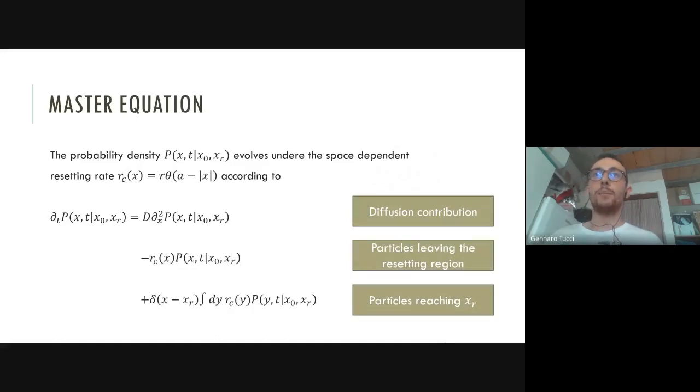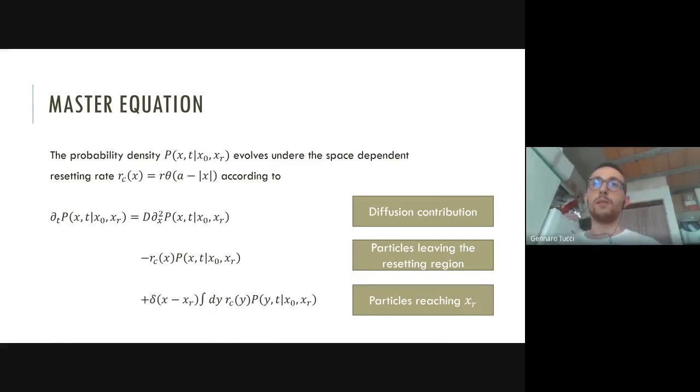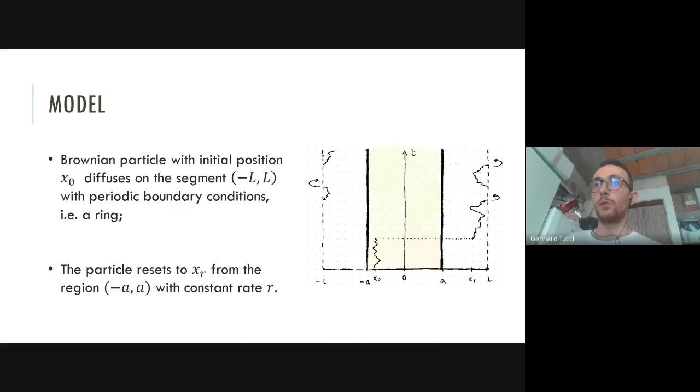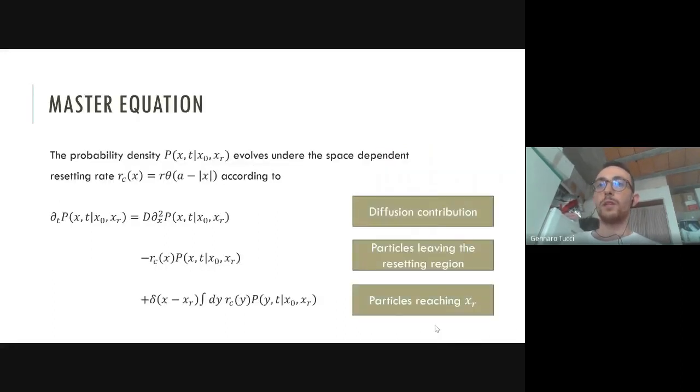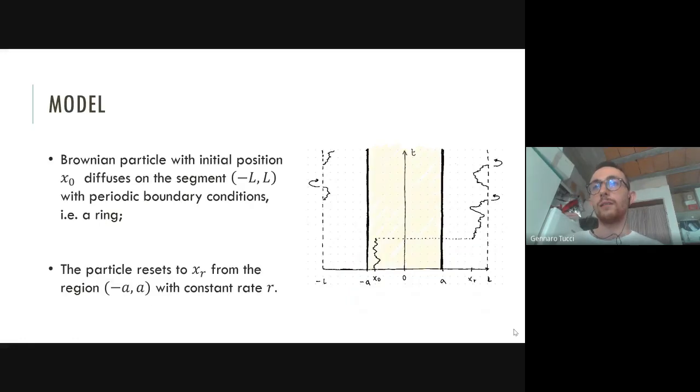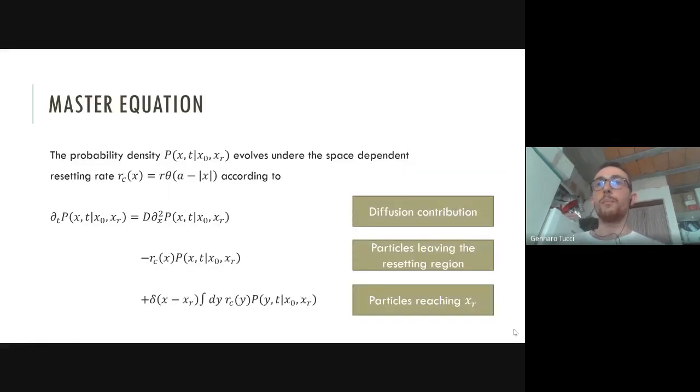this type of problem is well described by a master equation, which of course describes the time evolution of the probability density of the particle. In particular, for our problem, we have three contributions to this master equation. The first one is the usual diffusion. The second is a loss term, which keeps track of the particles that leave the yellow area because of resetting. And then we have the last term, which is a gain term at the position x_r, and it is proportional to the fraction of particles that are reset at time t. This equation, in principle, you can use for any space-dependent resetting rate. And then you add the constraint of periodic boundary conditions, which is our problem.